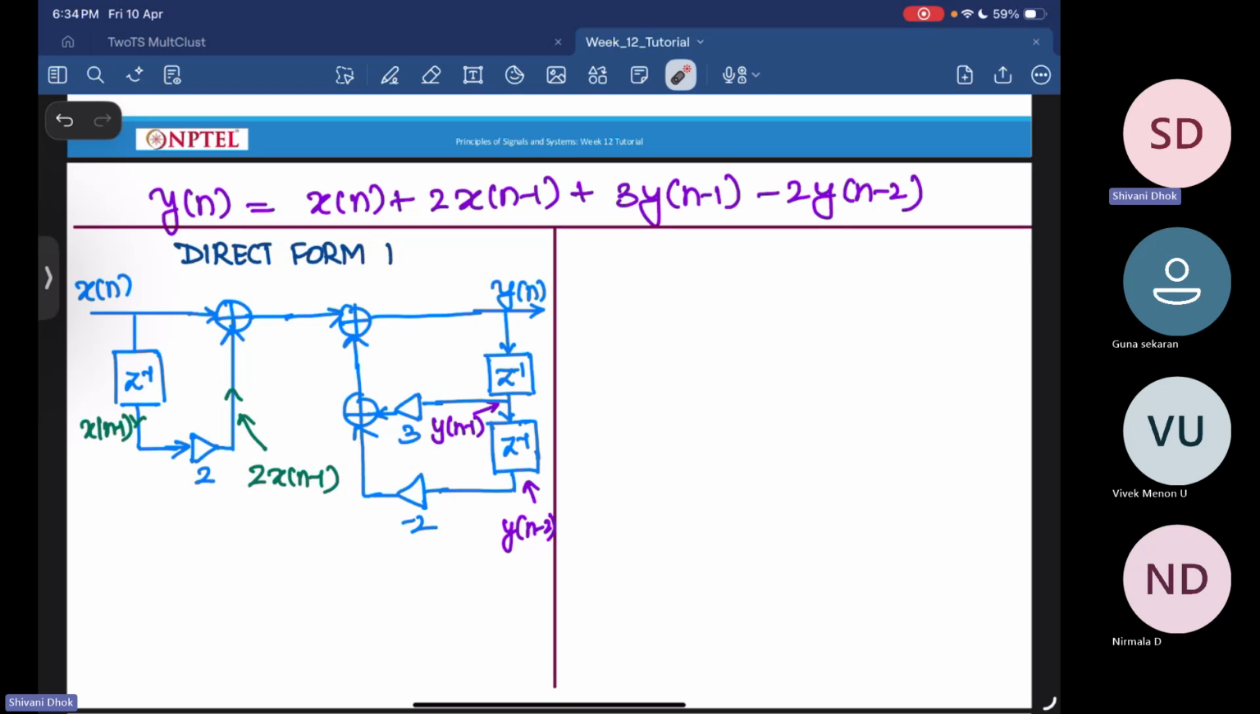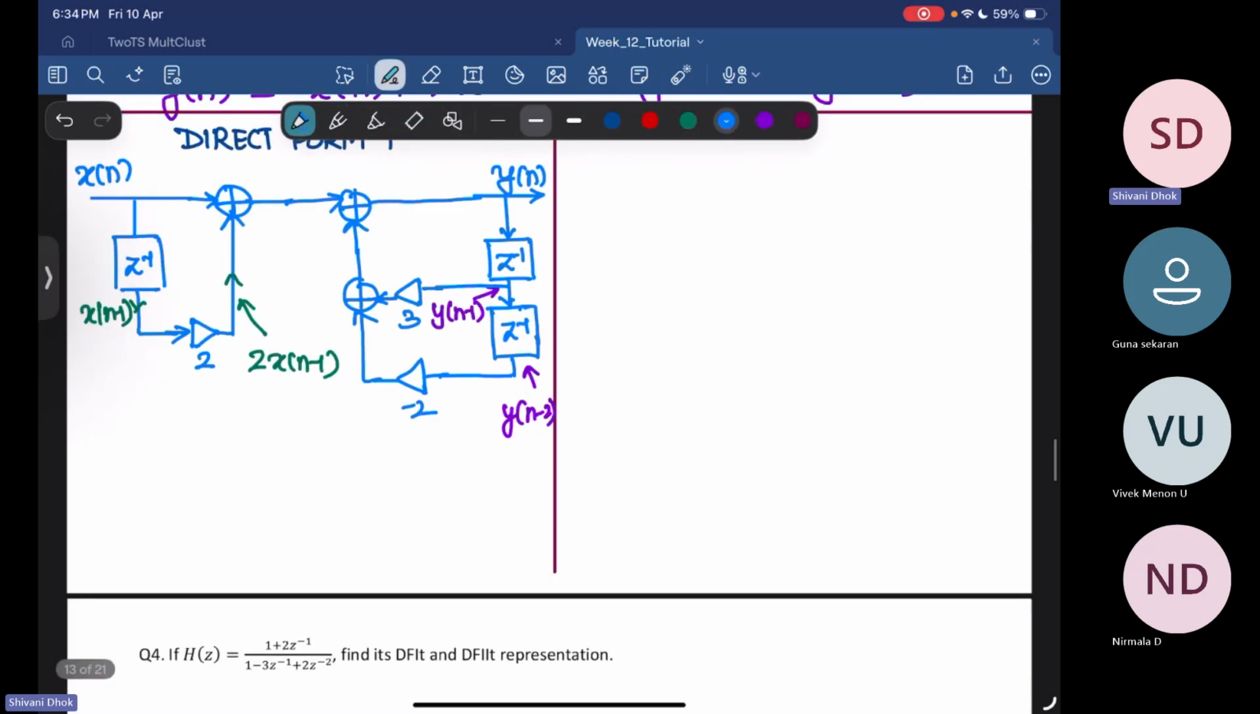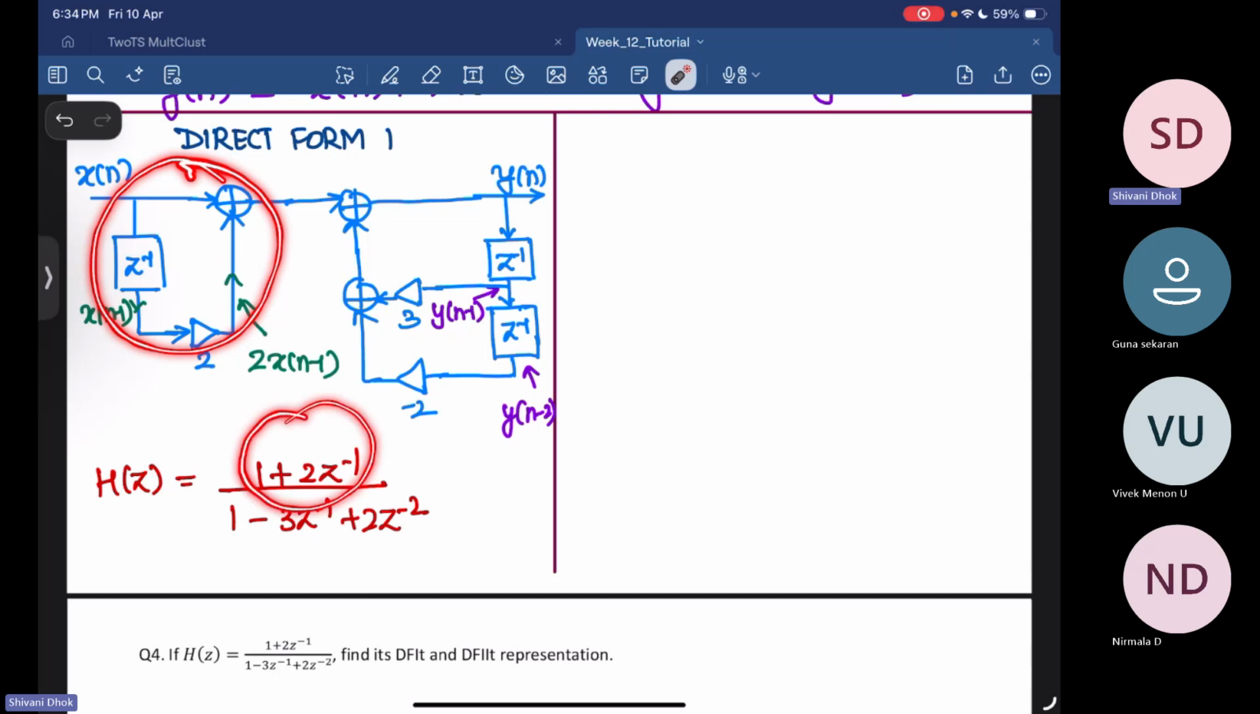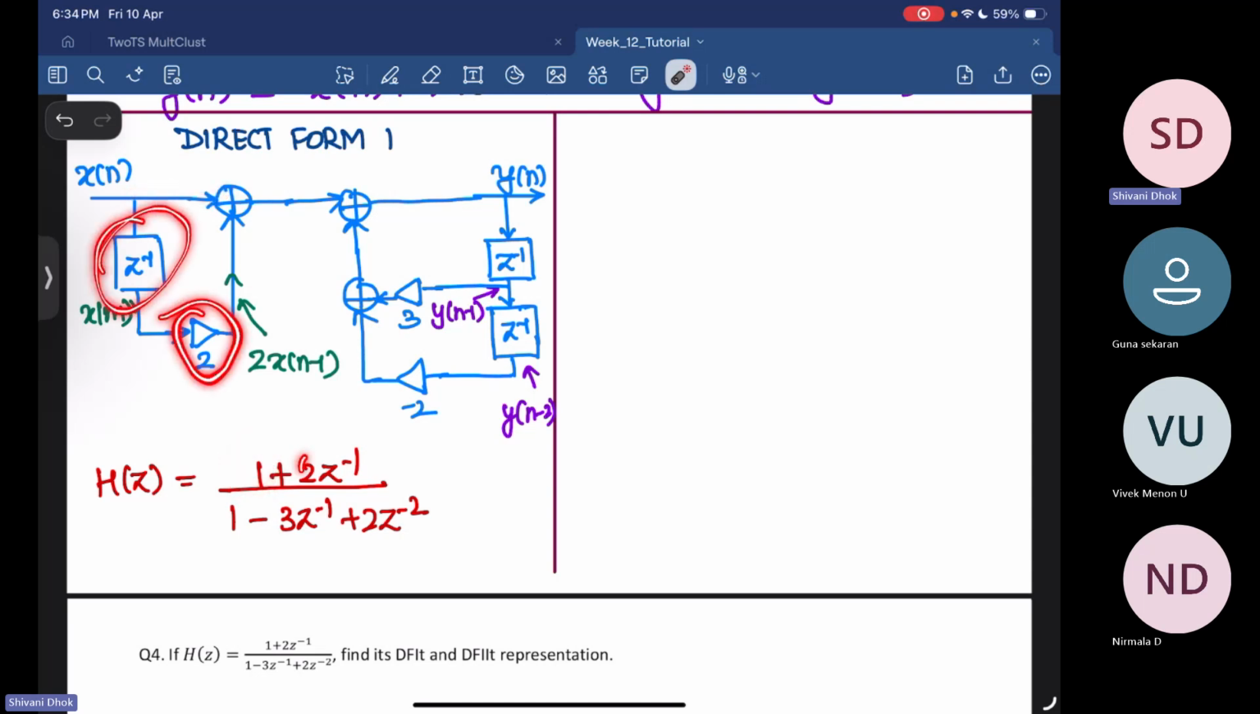Another trick. If you look at your transfer function, your transfer function was something like this: H of z equal to 1 plus 2z inverse divided by 1 minus 3z inverse plus 2z to the power minus 2. So if you look at this particular part, this models your input. So you have a 1, x of n into 1. Then you have 2z inverse, so 2 into z inverse. So this particular branch gives you 2z inverse. And here you get 1 plus 2z inverse.